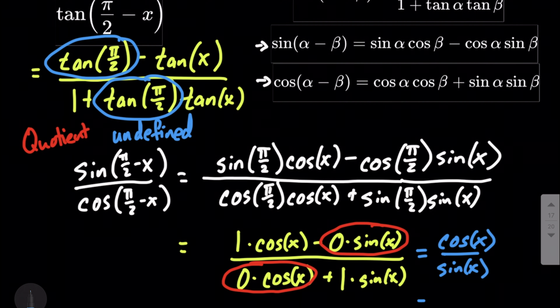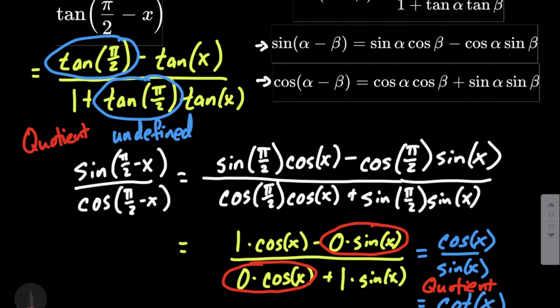And then we can use one last identity to say, well, cosine over sine is the same thing as cotangent of x. And how we make that leap at the end there, going from cosine over sine of x, is cotangent. That's another quotient identity.